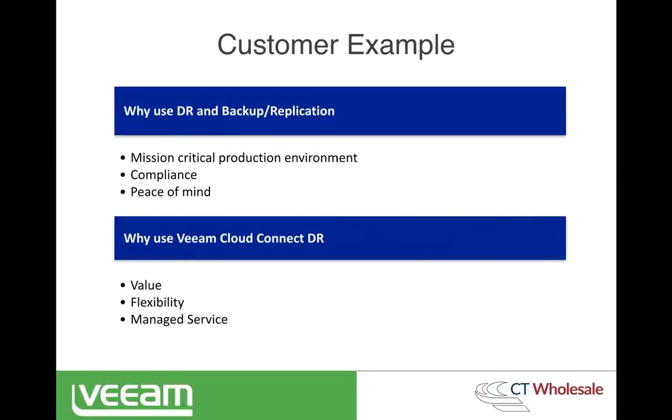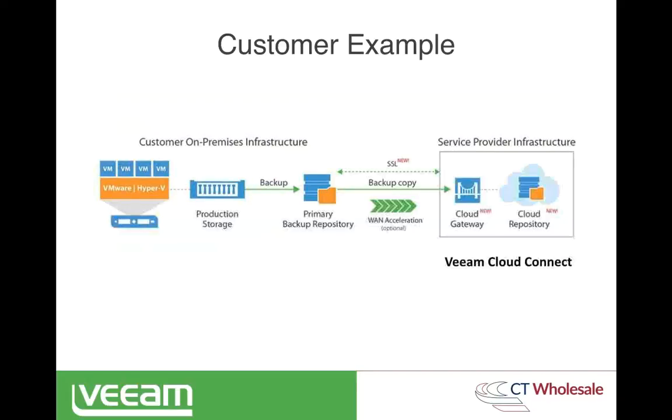Within this customer example, the reason why they decided to move across to DR is because they had a mission-critical production environment. They needed it for compliance, and they needed it for peace of mind. But the reason why they decided to use Veeam Cloud Connect was because replicating that same infrastructure of the production storage and the backup in another site, and then having to replicate between the two, is expensive.